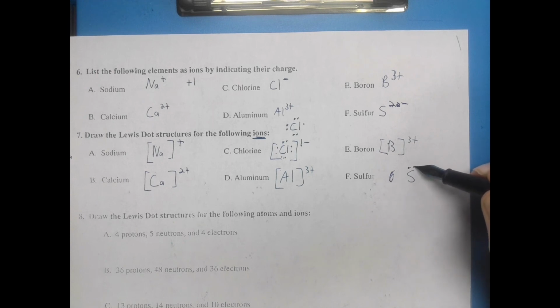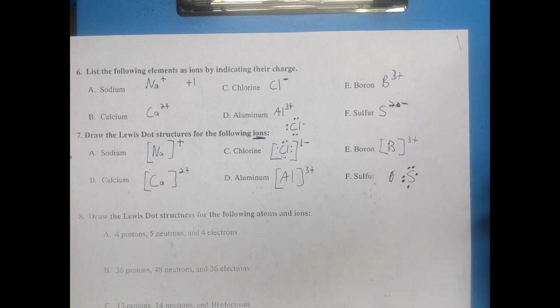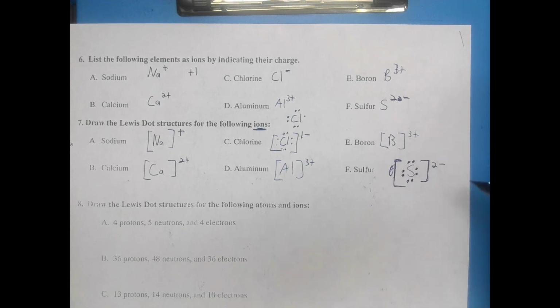Sulfur normally has 6 dots next to it. So this is the non-ion, or just a regular atom. But when it becomes an ion, we'll add 2 dots to it to make it have a 2 negative charge. Ion notation, you put brackets around it and indicate the charge.